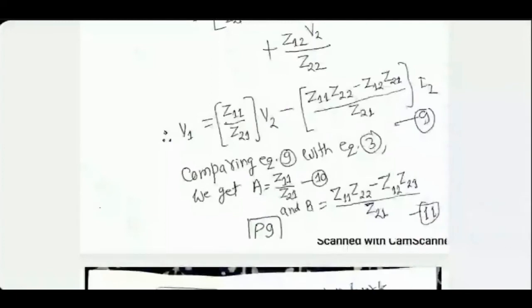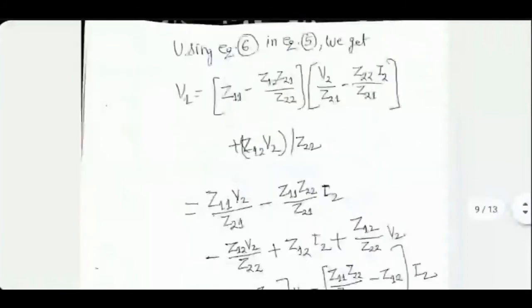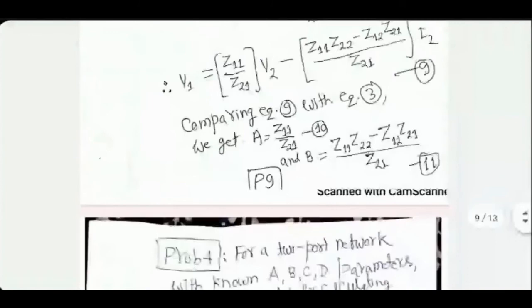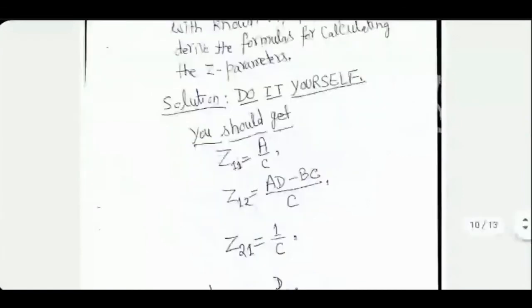So these are the four formulas. A is Z11 divided by Z21, B is Z11 Z22 minus Z12 Z21 divided by Z21. C is 1 upon Z21 and D is Z22 divided by Z2. In a similar manner, you can figure out other conversion formulas also. I don't think I want to do everything, but if time permits, you can do it.